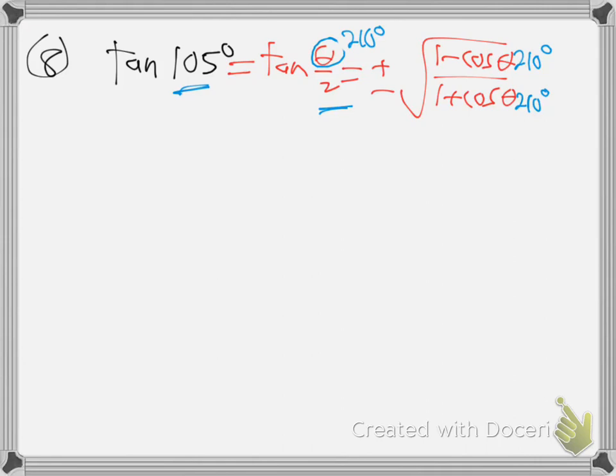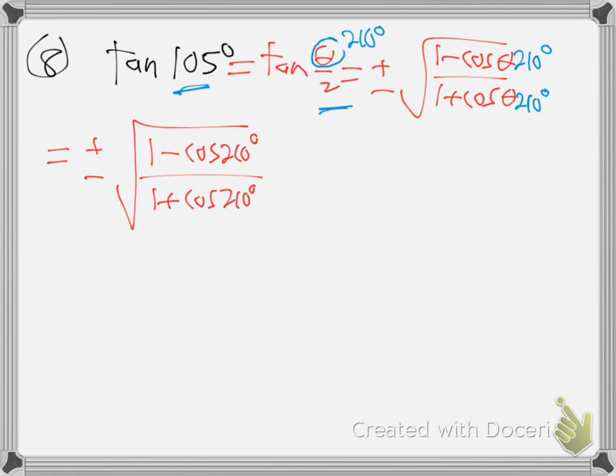So I can plug in, I'm letting theta be 210. All right, so here we go. It's going to be equal to plus or minus the square root of 1 minus cosine 210 over 1 plus cosine 210. Now, is it plus or is it minus? It's a plus, because it's in the third quadrant.